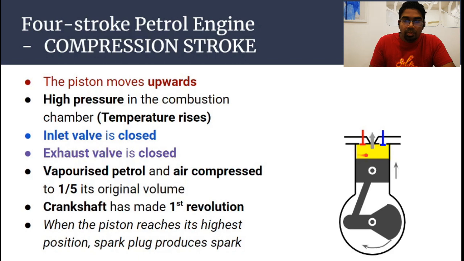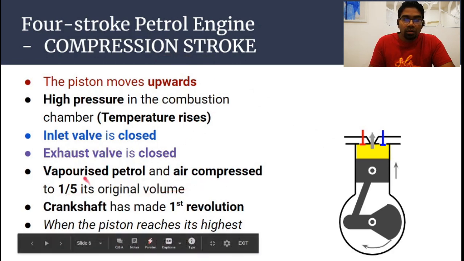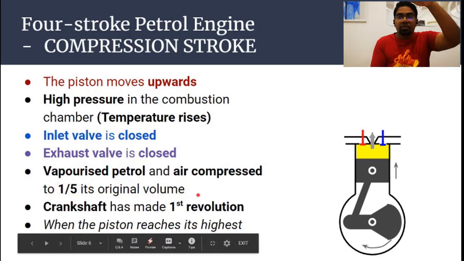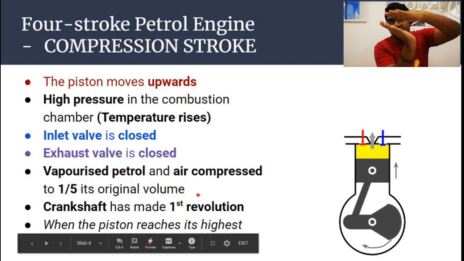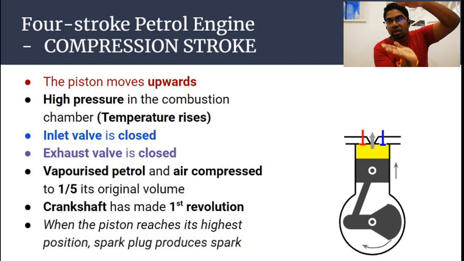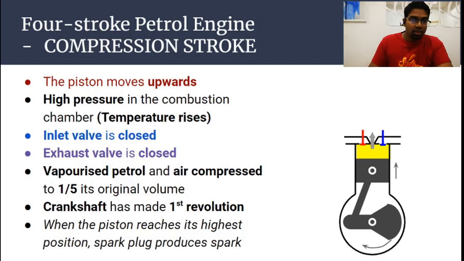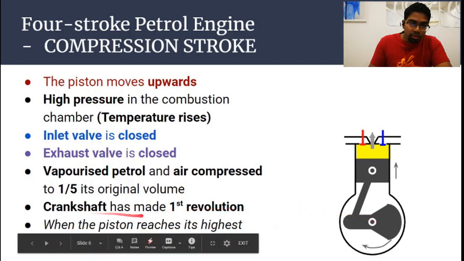Now as the mixture of petrol and air is being compressed, the temperature rises. As the pressure goes up, the temperature will also increase. So by the end of the compression stroke, the vaporized petrol and air is compressed to 1/5 its original value. That means the volume has become 5 times smaller. So that is what compression is. Originally, from 100%, it became 20%. Okay, so by this time, the crankshaft has made the first revolution, one full revolution. We'll go through that in a bit.